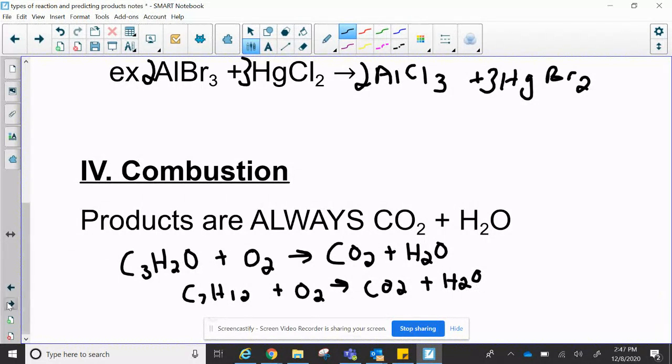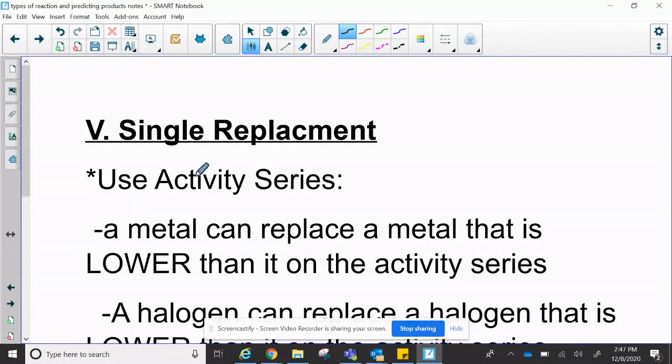All right, now let's talk single replacement. You're going to use something called the activity series. The activity series is actually in your packet. The activity series of just metals is on the back of the Chem Cruncher.